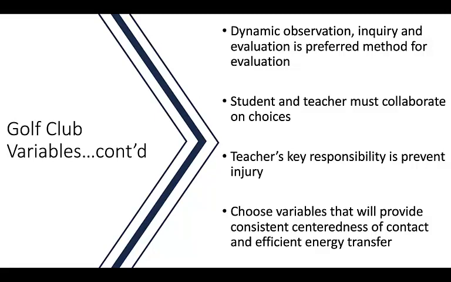Most of the major manufacturers have websites that offer used equipment that could certainly be beneficial and cost-effective for the student. And we certainly want to take responsibility to prevent injuries, and here again, selecting the club variables that are compatible to that student is going to help them to be more efficient and effective, and therefore injury-free. We also want to choose the variables that are going to provide consistent centeredness of contact, as that is going to influence distance, direction, and trajectory with the efficient energy transfer from the golf club to the golf ball.